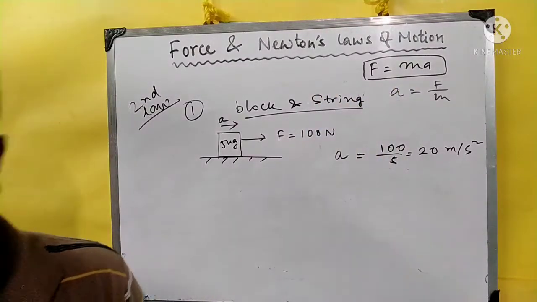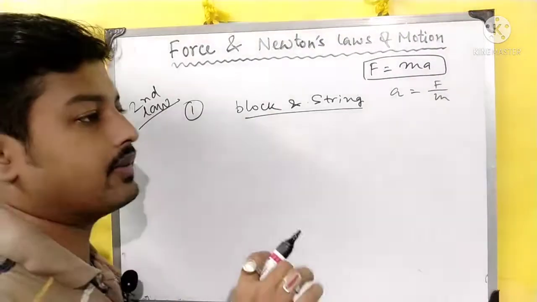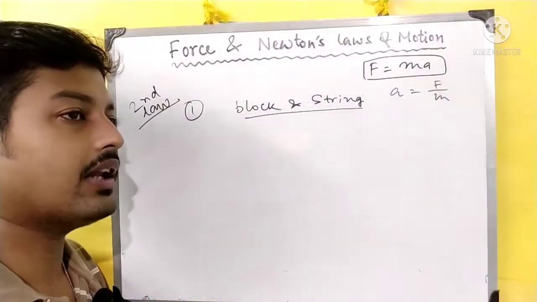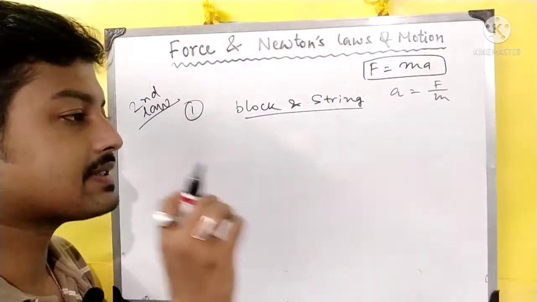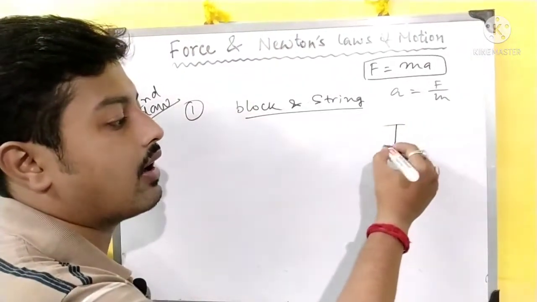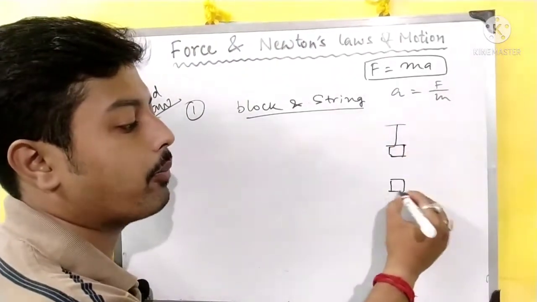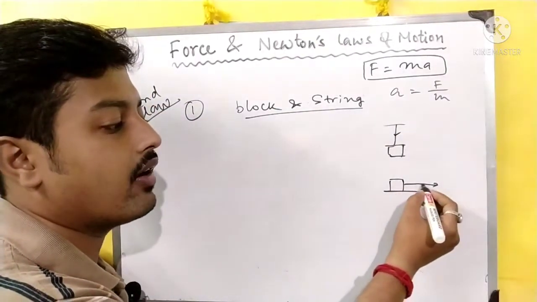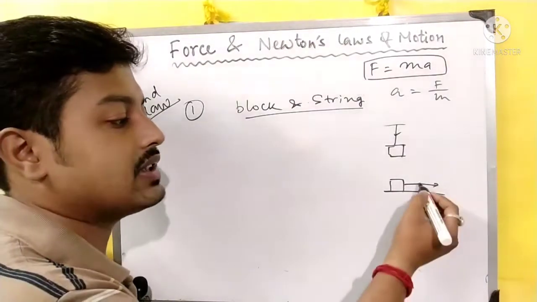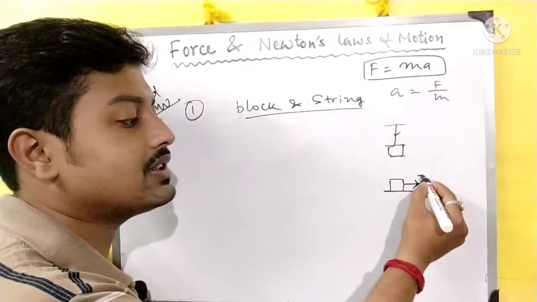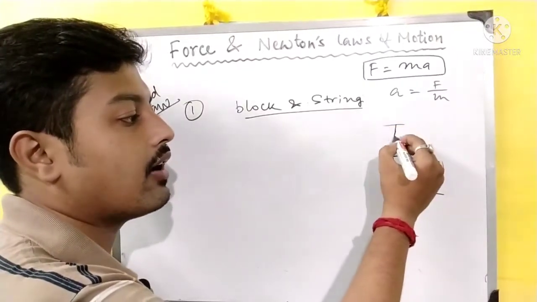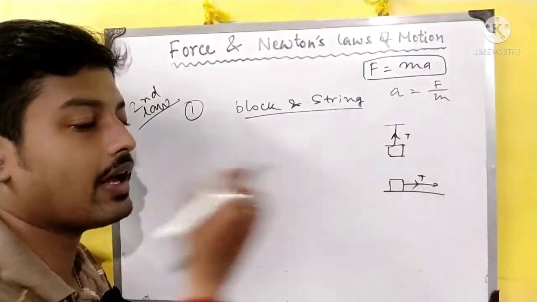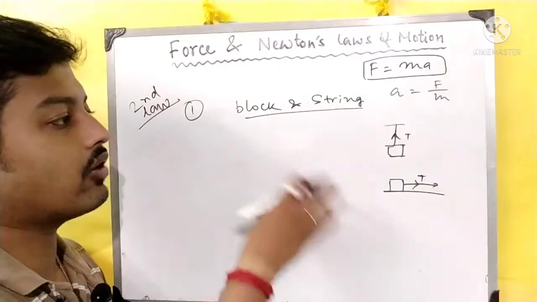Now let's complicate it a bit more. There will be a presence of a string, which is a rope. In an earlier video I said that whenever a body is hanging from a string or pulled by a string, another force is created which is called tension force, and this tension force will always act away from the point of mass. See what is happening in this case.